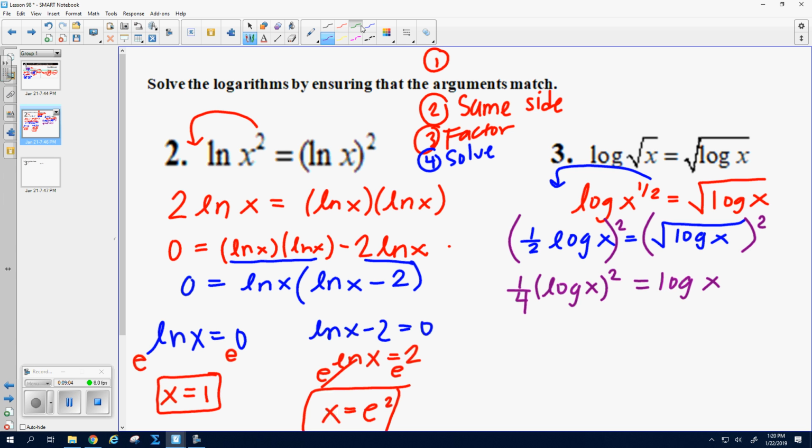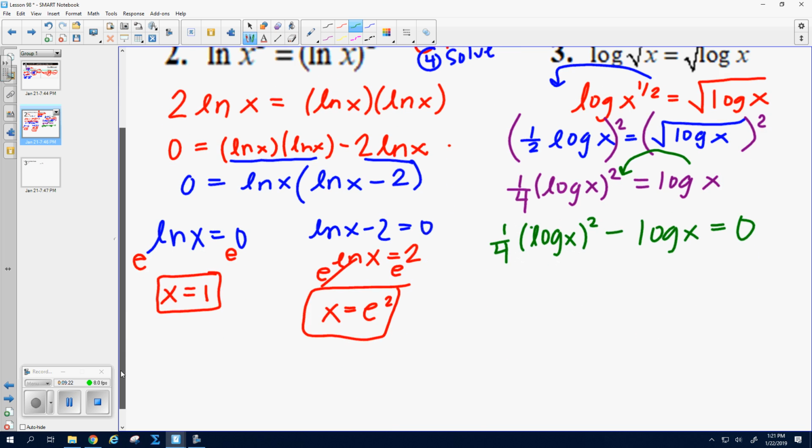The next step is to get everything on the same side. So whatever way you want to do it, I'm going to move this guy over, so I'm going to set it equal to 0. So I still have a 1/4. And if you want to write this as log x times log x, you can. Or you can do that. Minus log of x equals 0.